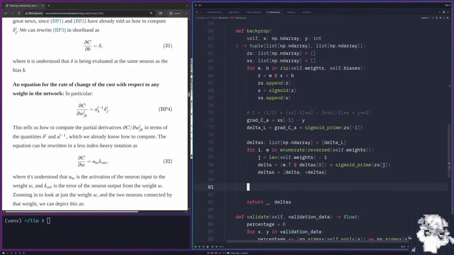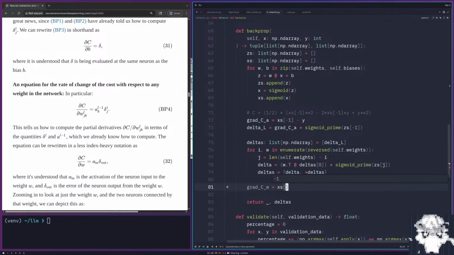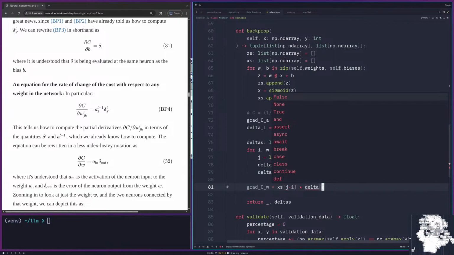So let's compute these things. The grads of C with respect to W is A in, the activation, which is X's for me, of the previous layer, so let's do J minus 1, Hadamard product delta of the next layer, so J.